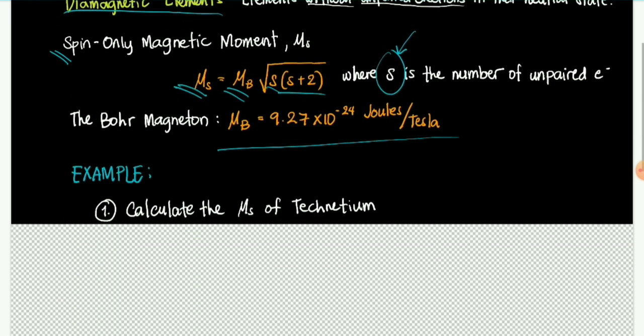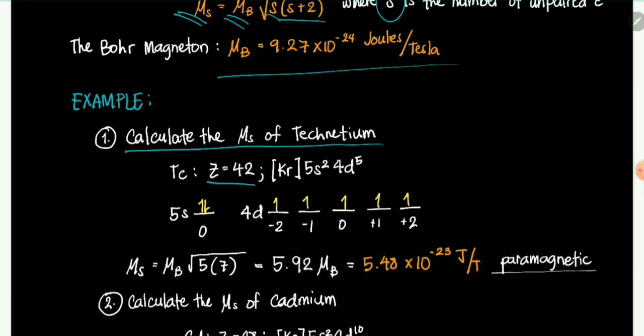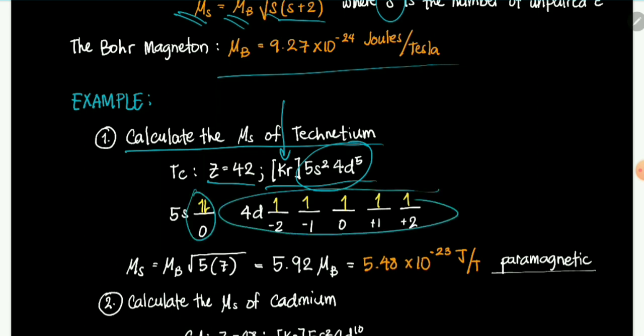Okay? So, for example, we have the element technetium. So, calculate natin yung spin-only magnetic moment ng technetium. So, for technetium, we have Z equals 42. Yung kanyang electronic configuration ay krypton 5s2 4d5. So, alam naman natin na fully filled na yung krypton, so wala siyang net magnetic moment. So, ito na lang yung ating isusulat na orbital diagram. So, we have 5s na paired, and then we have 4d na may 5 unpaired electrons. Okay? So, ibig sabihin paramagnetic 'to.